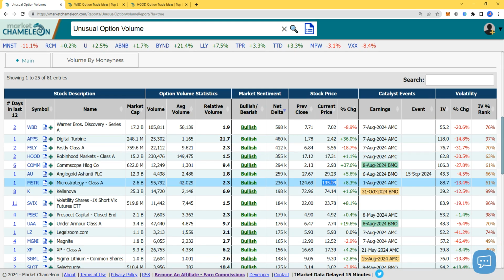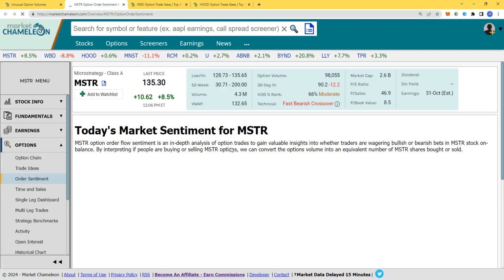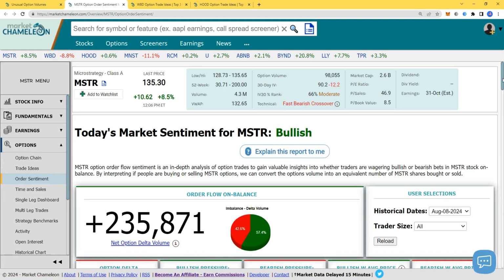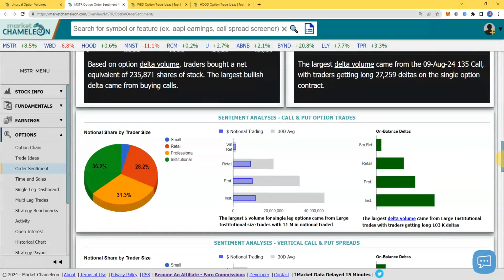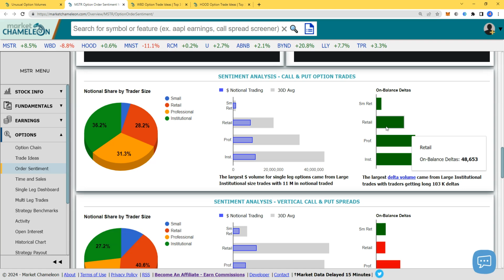Previous close. Okay, let's click on MicroStrategy, not system, bullish. 57% calls today compared to 42. Everyone is green. Here, retail is green, professional is green. That is interesting to see. That's very interesting to see.